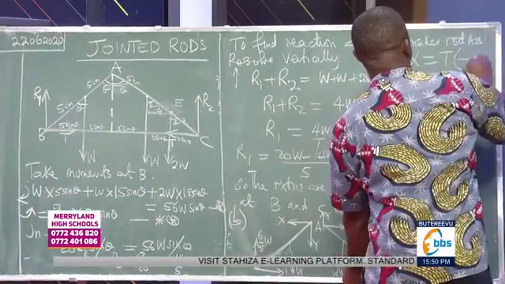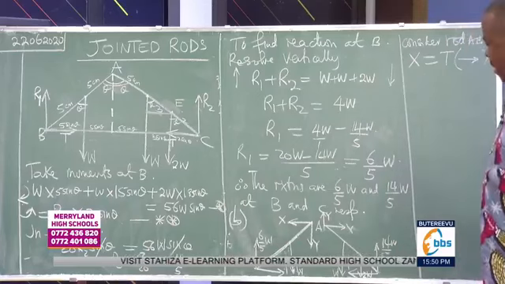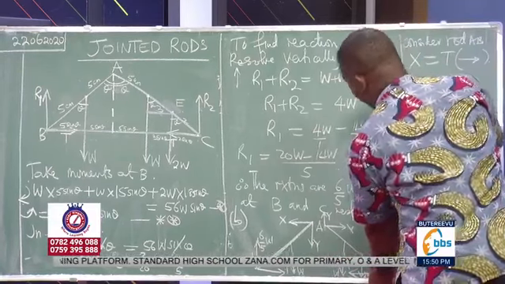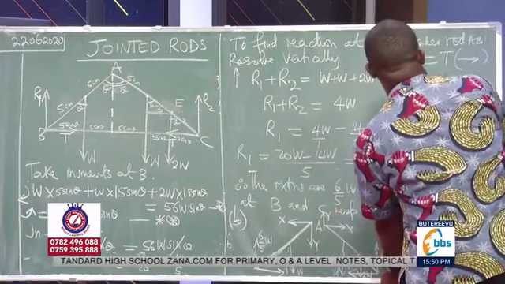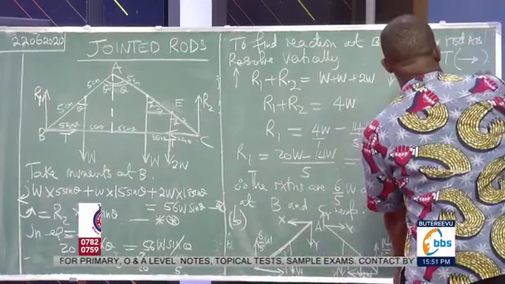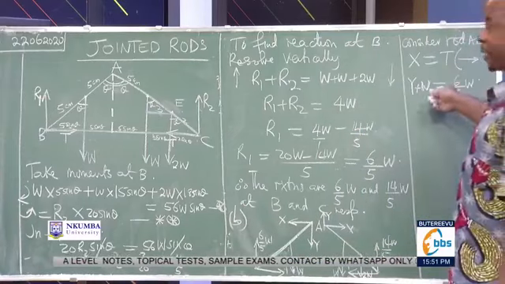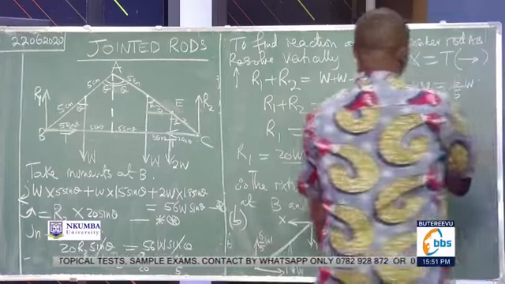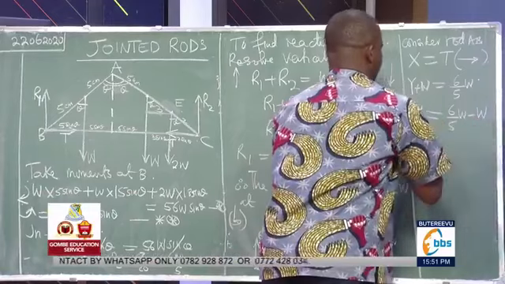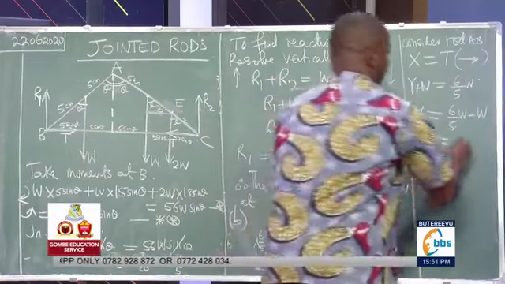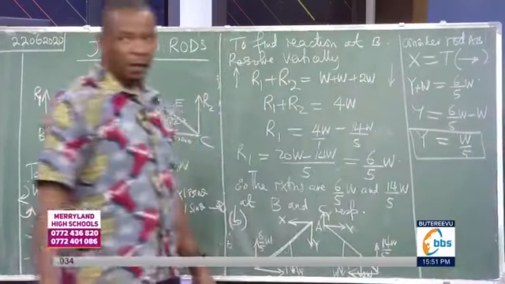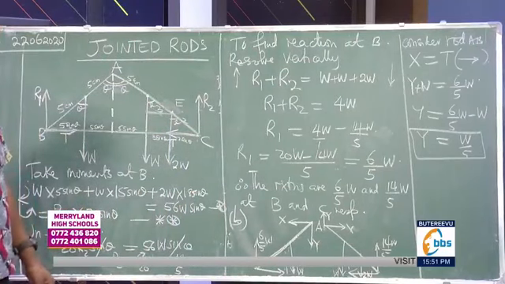This is horizontal. And also, if we look at vertical, Y plus W, which are all going down, will be equal to the reaction, 6/5 W. Quickly, we can get our Y. Our Y will be 6/5 W minus W. And our Y, as you can see, will give us W/5. Our Y is W/5.